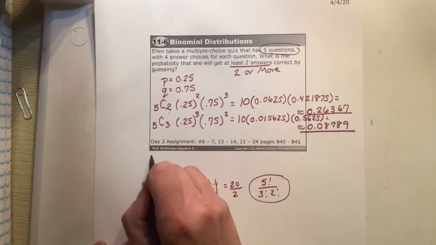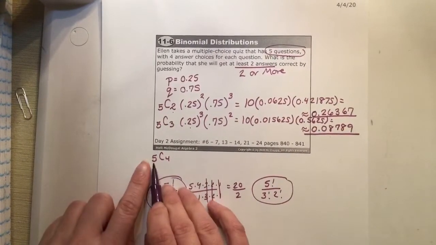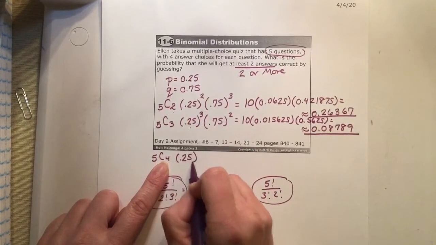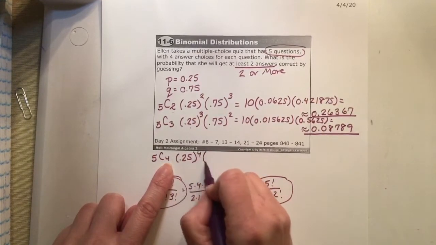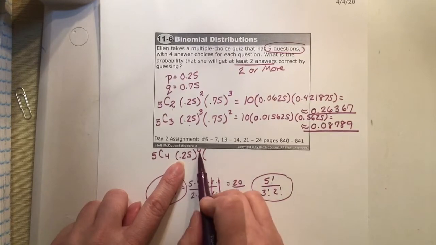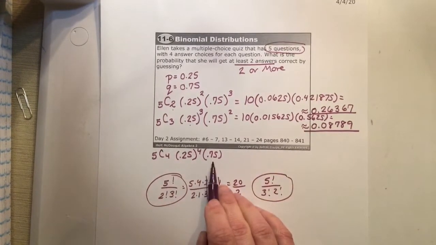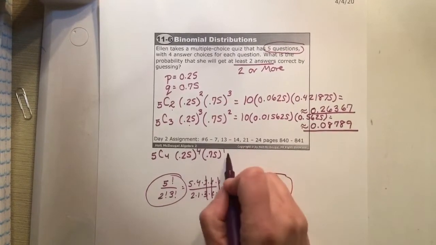Well, what's the chance of getting 4 of them? Man, you'd have to be super lucky. So there's 5 questions. What's the chance of getting 4? Your chance of guessing is 0.25. We're saying you're going to get that chance of success, 0.25, on 4 of the questions. That means your 0.75 is the chance of failure. If you get 4 right, that means you're only going to get 1 wrong.